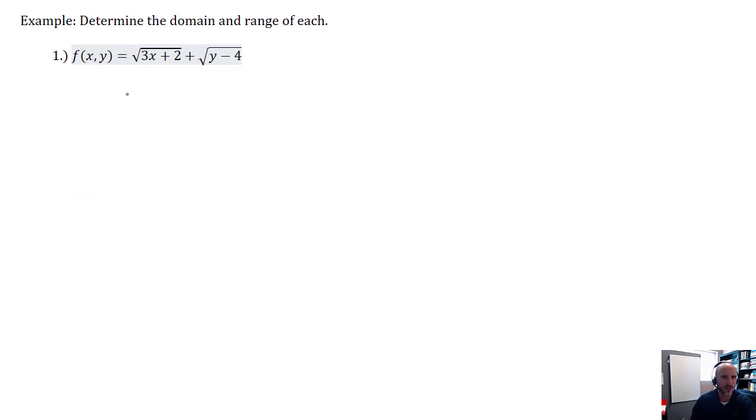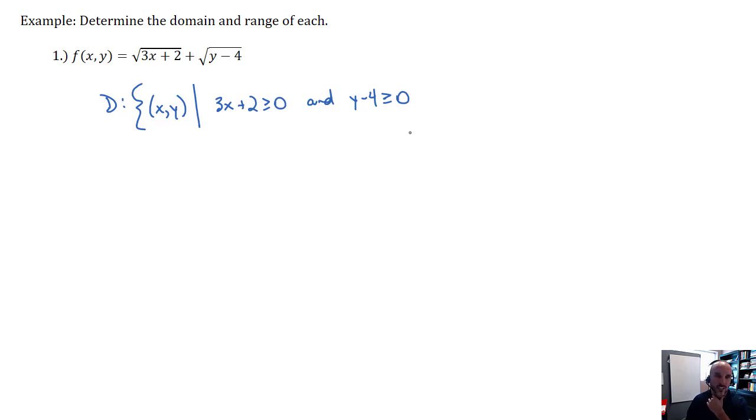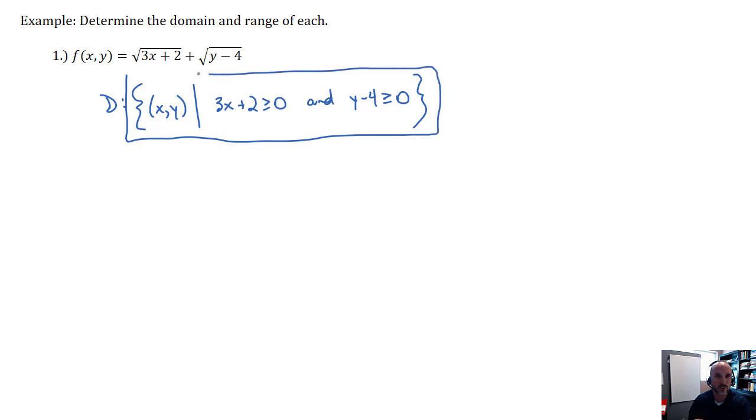So let's talk domain first. The domain is the set of all ordered pairs such that, now we've got two even roots, we've got two square roots. We have to satisfy both conditions for those. We know that 3x plus 2 can't be negative. That means it has to be greater than or equal to 0. And y minus 4 also has to be greater than or equal to 0. Okay? And that's a perfectly acceptable answer for the domain of this function. But let's analyze it a little bit further.